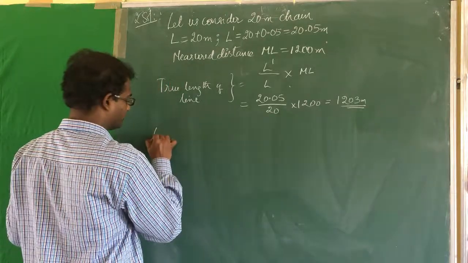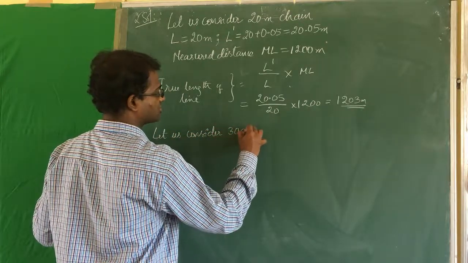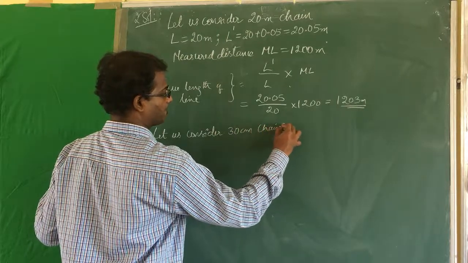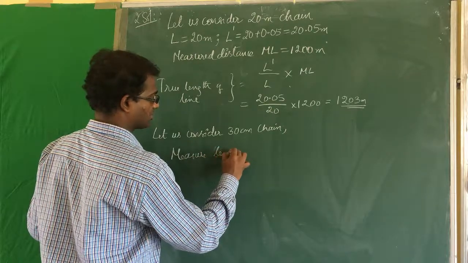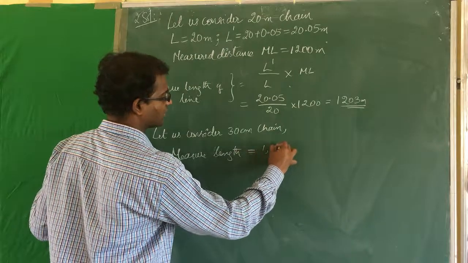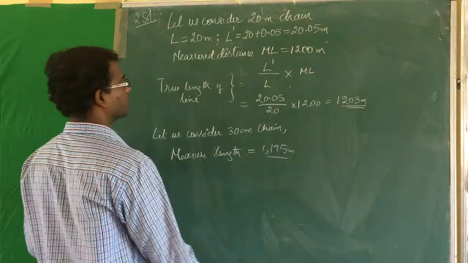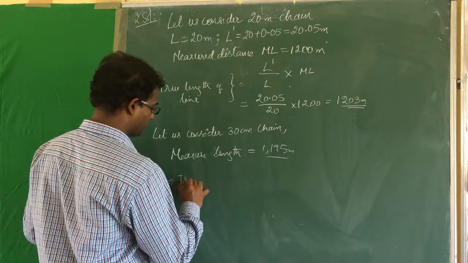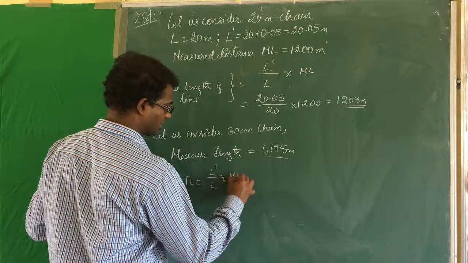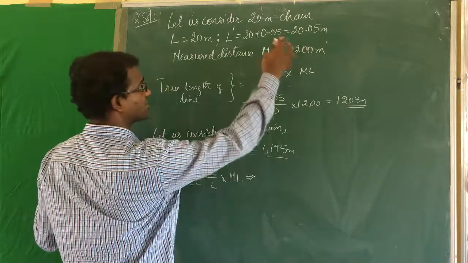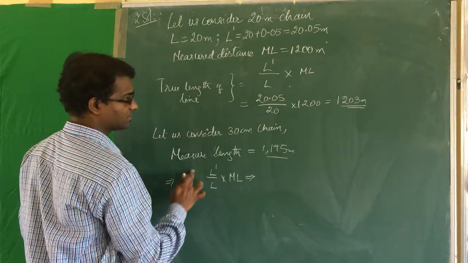So let us consider the 30-meter chain. In the 30-meter chain, the measured length equals 1195 meters, but you know the true length of line is 1203 meters. So we'll use the same formula. True length equals L dash by L into measured length in our second case. If the length is the same for the two chains, the true length happens to be the same.